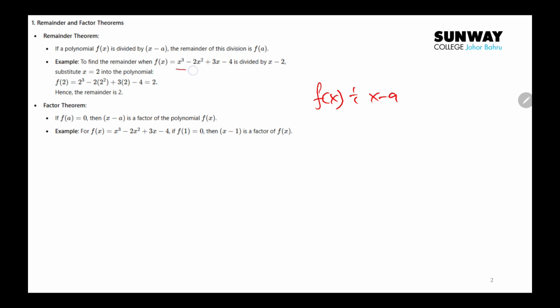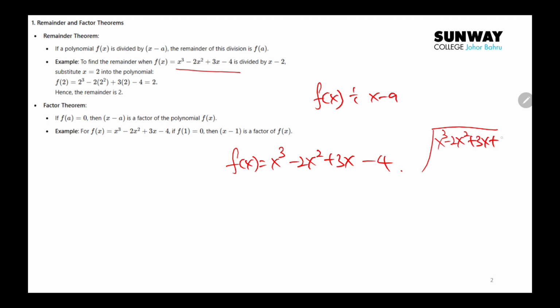If you have a function, call it f(x) equals x to the power of 3 minus 2x squared plus 3x minus 4, and you would like to divide it by x minus 2, traditionally you are going to conduct it using long division, and it is going to take a lot of time and a lot of attention would be needed, because you may make careless mistakes when figuring out the remainder or the quotient.